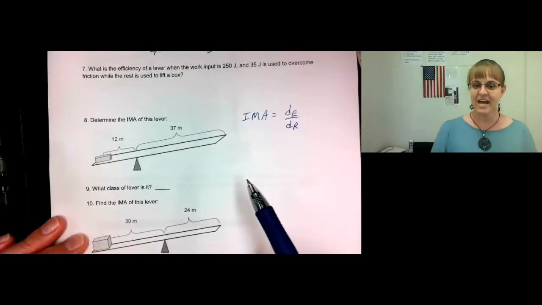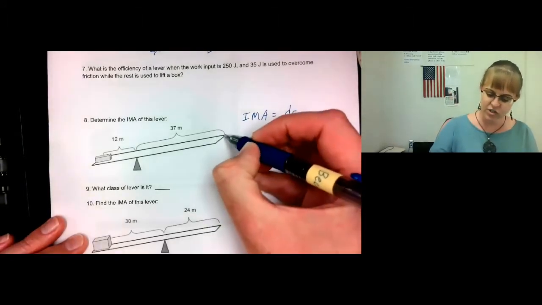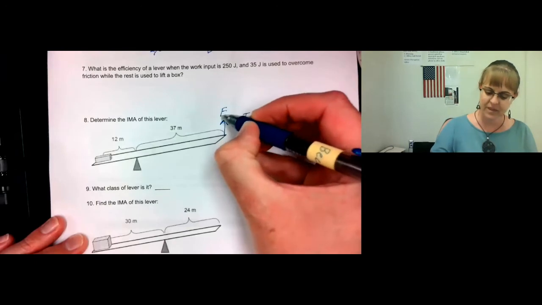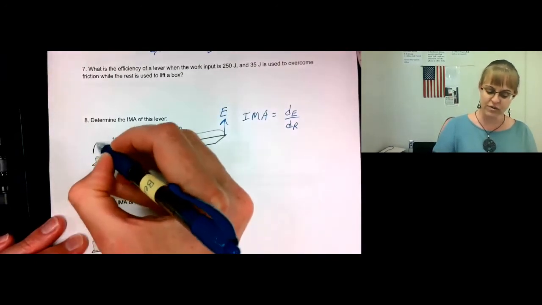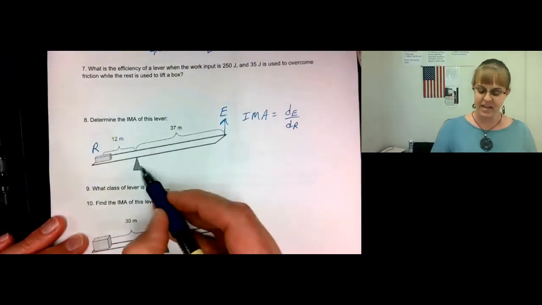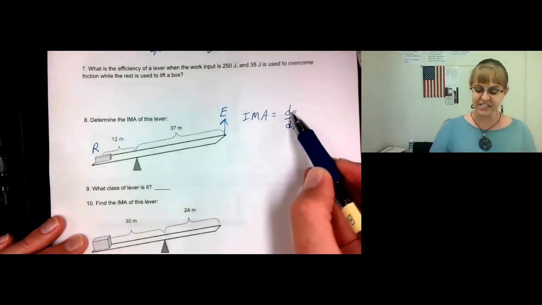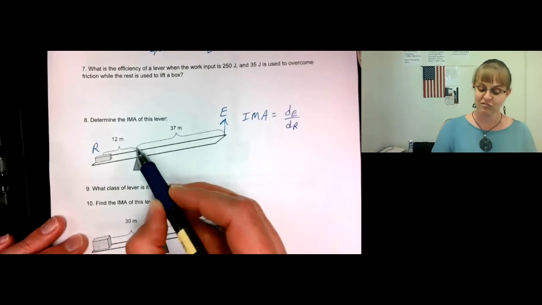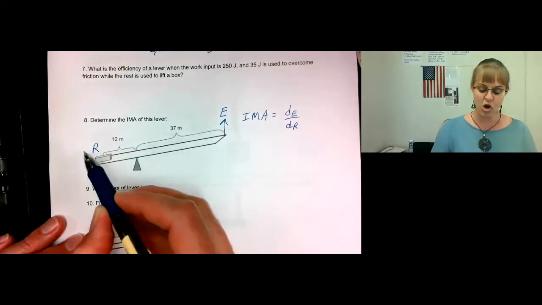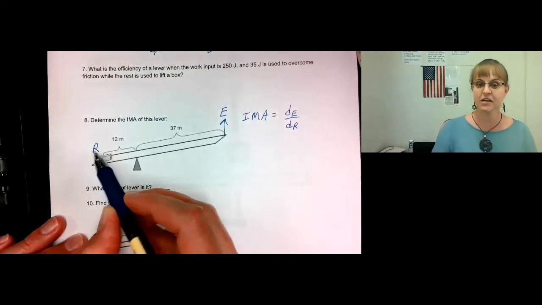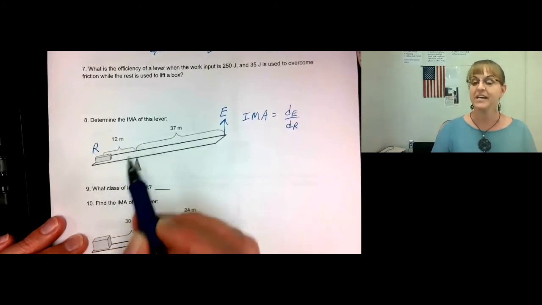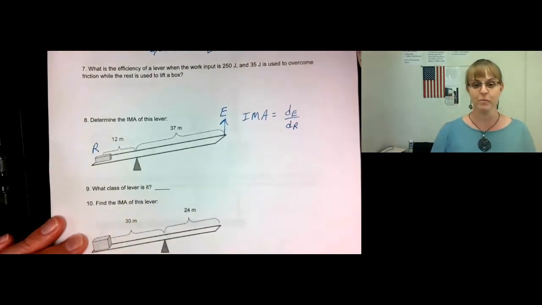Now let's find the ideal mechanical advantage of a lever. Here is your effort, and the load is your resistance. Here's the fulcrum. The ideal mechanical advantage is the distance of the effort from the fulcrum over the distance of the resistance from the fulcrum. It's always measured from the fulcrum, which in this case happens to be in the center.